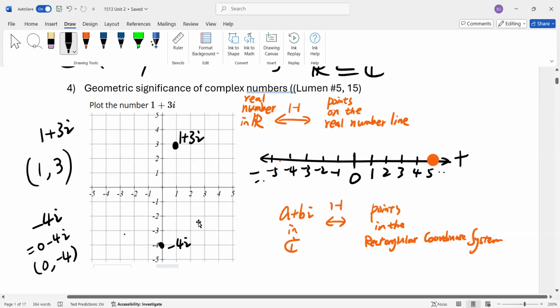When we have a complex number whose real part is 0, then that complex number is called a non-real imaginary number. It's called an imaginary number. And the points are on the y scale, the y-axis.